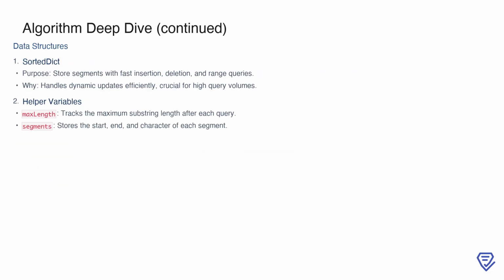To implement the algorithm, we rely on specific data structures and helper variables. The primary data structure is a sorted dict, which stores the start index of each segment as the key and the corresponding end index and character as the value. This structure supports dynamic updates efficiently, making it well-suited for managing segments during query processing. Additionally, we use helper variables like maxLength to keep track of the maximum substring length at any point, and segments to store the current state of the string in terms of its contiguous segments. Together, these components form the backbone of our approach, enabling both efficient updates and accurate calculations.